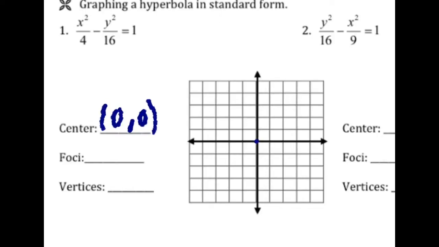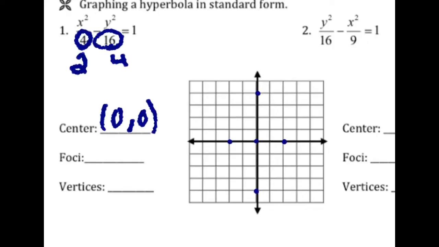So if we look underneath the x, we see a 4. We're always going to do the square root of that, so 2. That's going to be our shifts left and right. So from my center point, I get a point there at (2, 0), and I get a point at (-2, 0). Same deal with the y. Underneath the y is 16, so we think about the square root of that being 4. I go up 4 and down 4. Those are the points that we're starting off with.